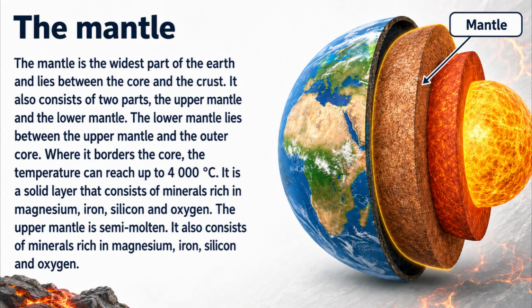The mantle. The mantle is the widest part of the Earth and lies between the core and the crust. It also consists of two parts, the upper mantle and the lower mantle. The lower mantle lies between the upper mantle and the outer core. Where it borders the core, the temperature can reach up to 4000 degrees C. It is a solid layer that consists of minerals rich in magnesium, iron, silicon, and oxygen. The upper mantle is semi-molten. It also consists of minerals rich in magnesium, iron, silicon, and oxygen.